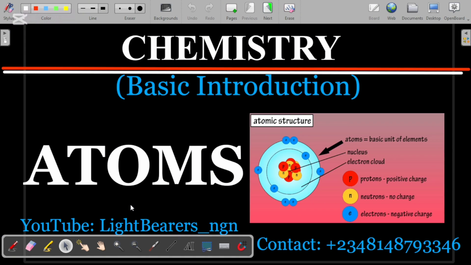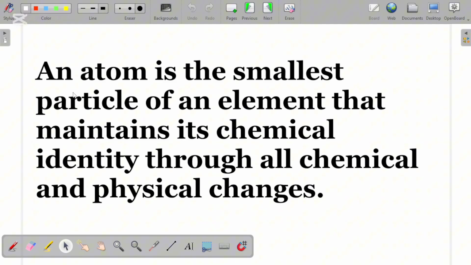All right, so what is an atom? An atom is the smallest particle of an element that maintains its chemical identity through all chemical and physical changes. I'll repeat: an atom is the smallest particle of an element that maintains its chemical identity through all chemical and physical changes.